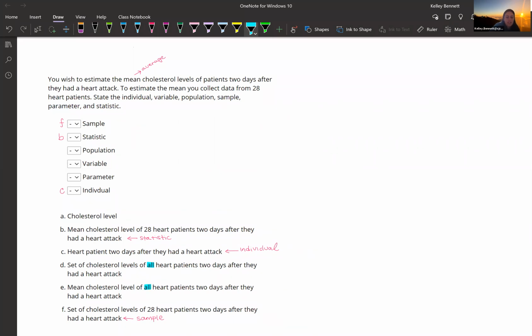In D, it says the set of all cholesterol levels of all heart patients. In E, it says the mean cholesterol level of all heart patients. So in D, we have a list of cholesterol levels of all these heart patients, right? And in E, you take that list and you take the average or the mean of those things. So D is going to be our population, and then E is going to be our parameter.